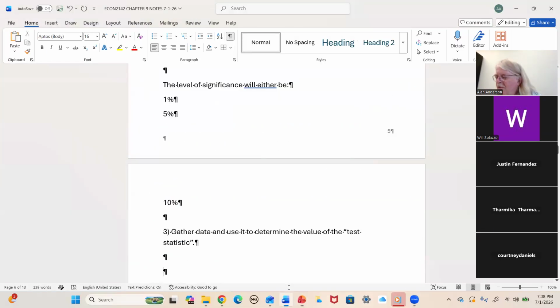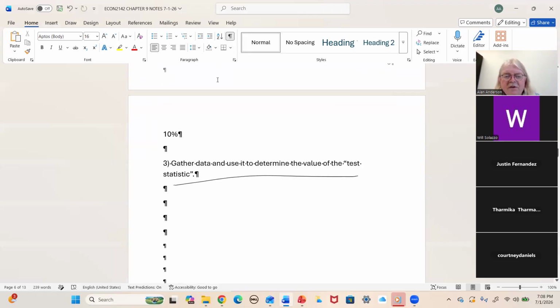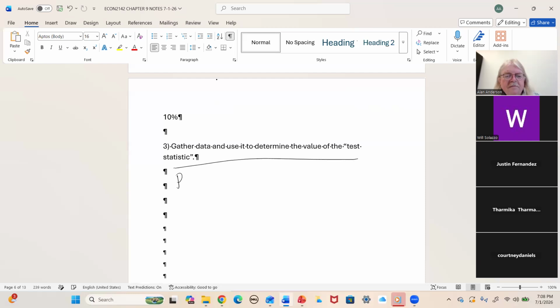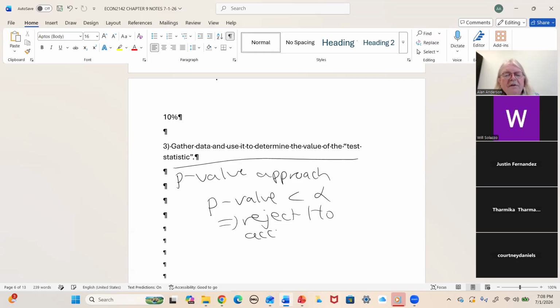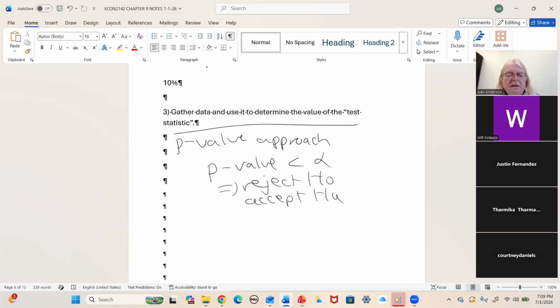Now, for the p-value approach, the next two steps depend on which approach you're taking, as you saw. Very simply, if the p-value is less than alpha, the level of significance, we reject the null. And if we reject the null, that means we automatically accept the alternative. Otherwise, we do not reject the null.